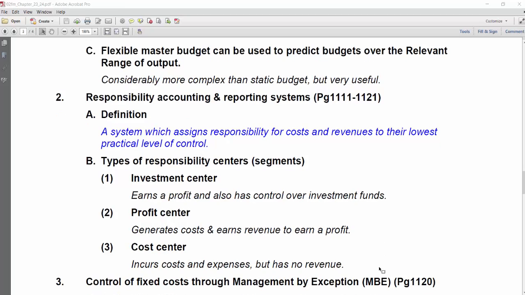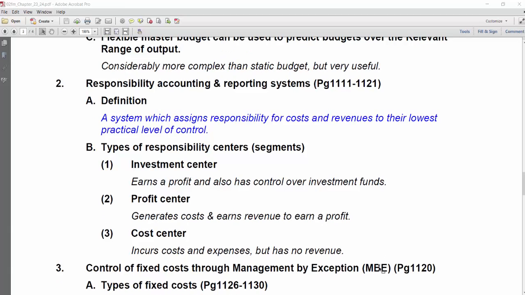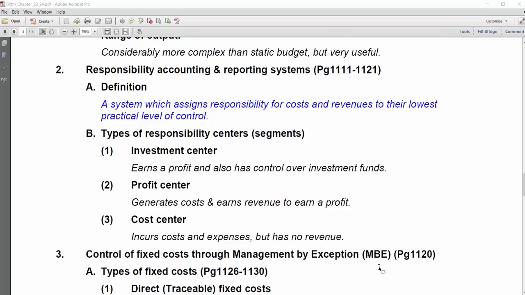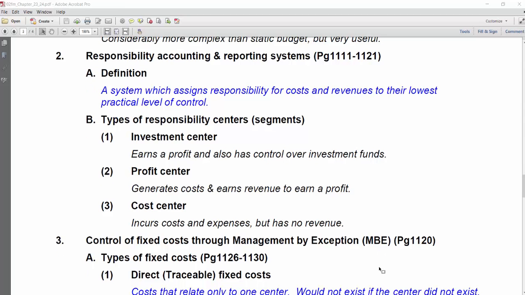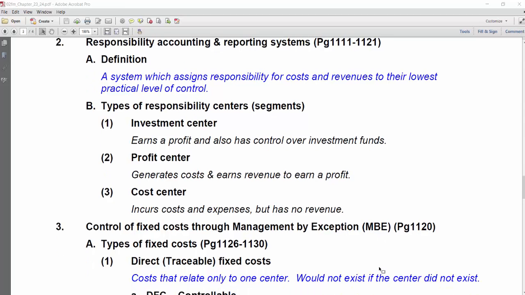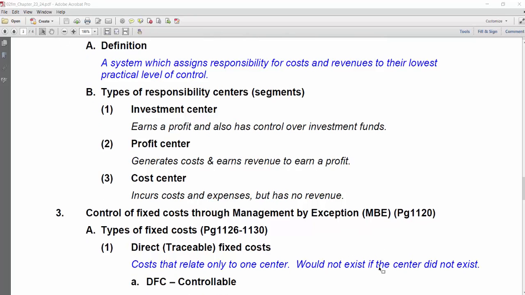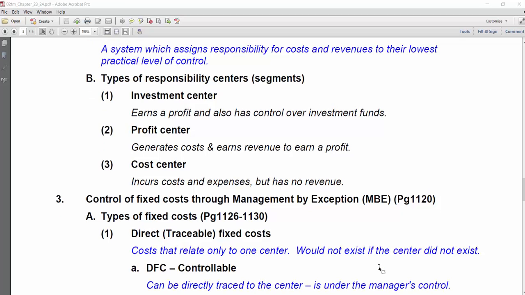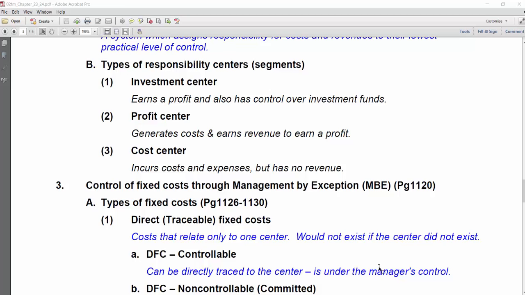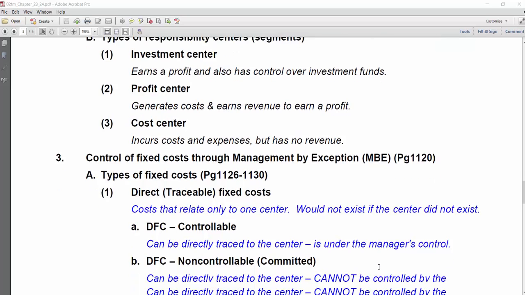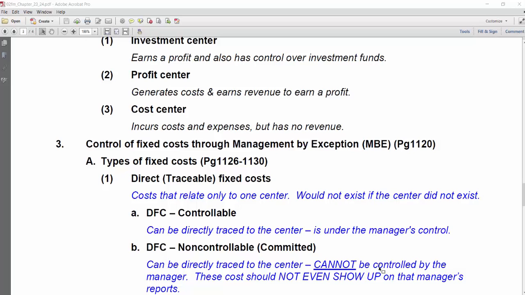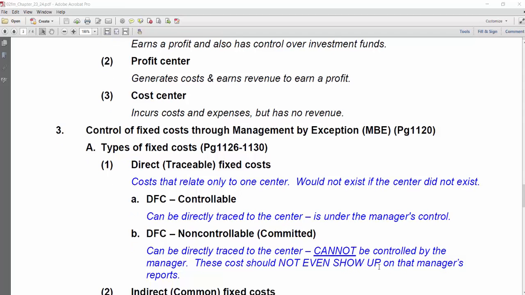Now, you use something called management by exception to control fixed costs. That means if it ain't broke, don't fix it, essentially. So you look for issues where your fixed costs are different than what you thought they were going to be, and then you generate appropriate follow-up behavior based on that. So direct fixed costs are those costs that are traceable to only one center. If you didn't have that center, these costs wouldn't exist. There are two kinds here: controllable, the kind that can be directly traced to the center and is under the manager's control, and non-controllable, the kind that can be directly traced to the center but is not under the manager's control, and those shouldn't even show up on that manager's report because they can't control them. They should be, however, on probably the next highest level of report, up by that manager's manager.